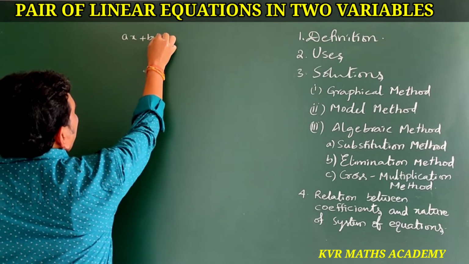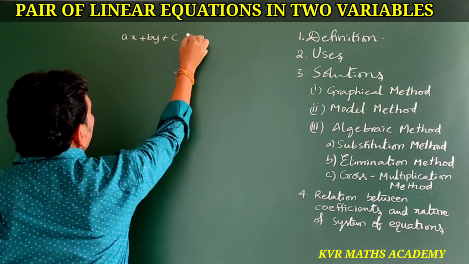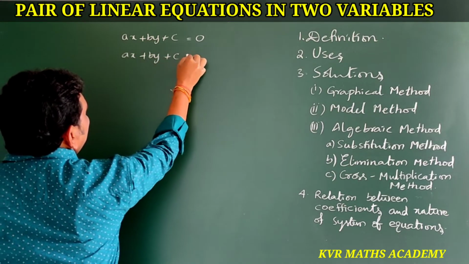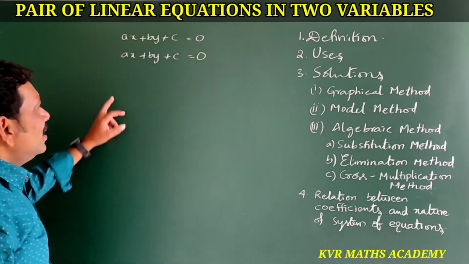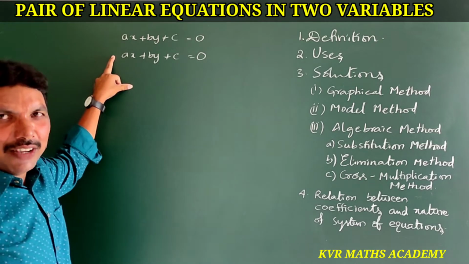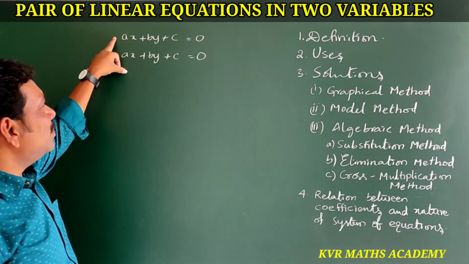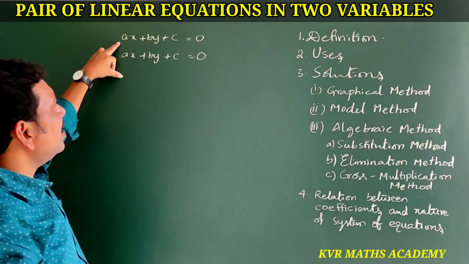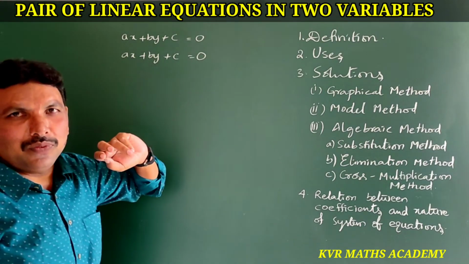Ax plus by plus c is equal to 0. These both are linear equations, right? But how can you differentiate these two?